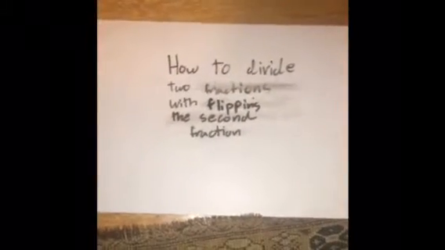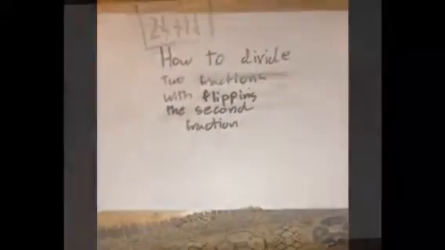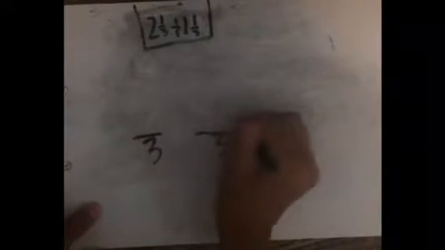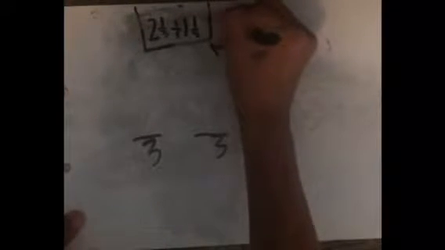How to divide two fractions with flipping the second fraction. So now I have to figure out how to divide 2 1/3 by 1 1/3. So first we need to change the mixed number 2 1/3 into an improper fraction. So we already know the denominator for the improper fractions is 3, because that's the denominator for the mixed numbers.